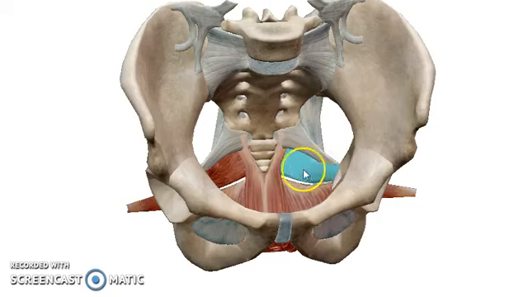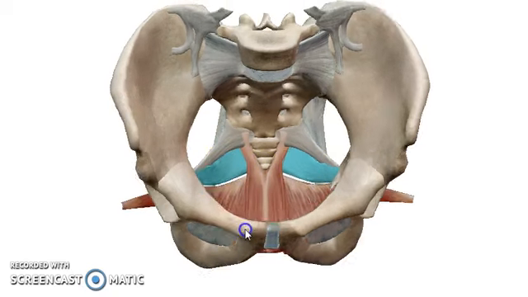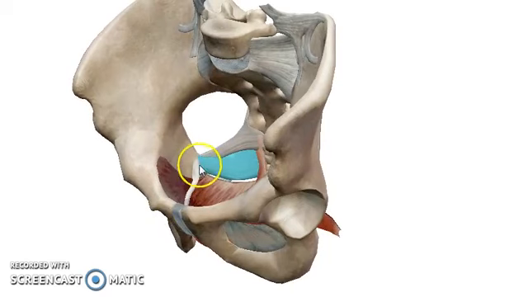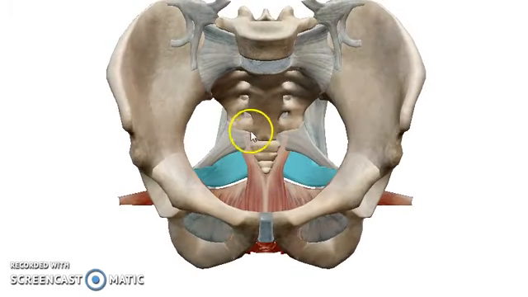So this is the left coccygeus muscle, and this is the right coccygeus muscle. Let's see the origin on the right side, the pelvic surface of the tip of the ischial spine, and the muscle will pass medially to be inserted into the last piece of sacrum and the side of the coccyx.